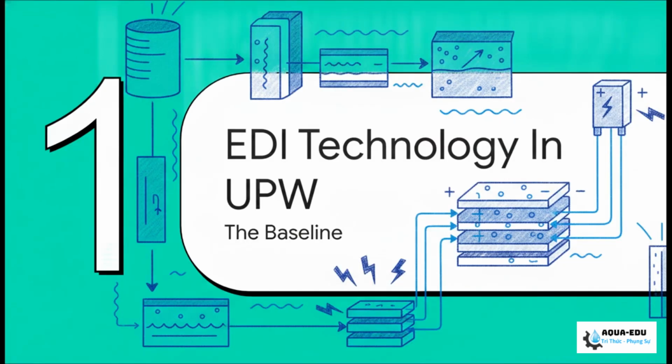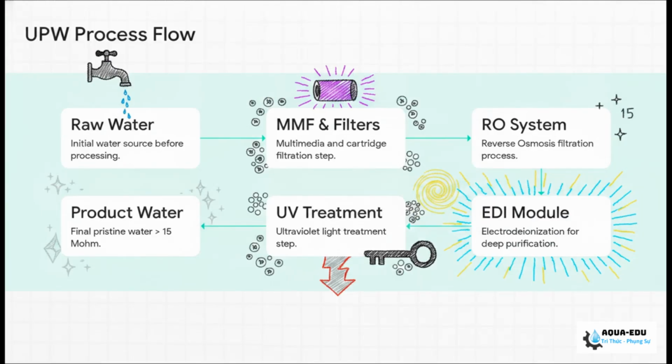Okay, part 1, EDI technology in UPW. So we start with raw water, right? We push it through the multimedia and cartridge filters to strip out the bulk particulates. From there, it hits the RO system. But step 4, that's where the magic really happens, and frankly, where the system is most sensitive, the EDI module. Think of it as your ultimate gatekeeper. Water has to pass through here, and then UV treatment for us to hit that pristine product water resistivity of greater than 15 megaohms. If your EDI falters, your water quality tanks immediately.